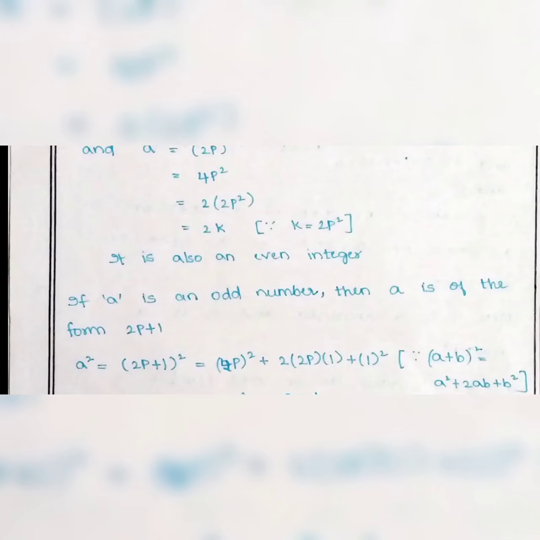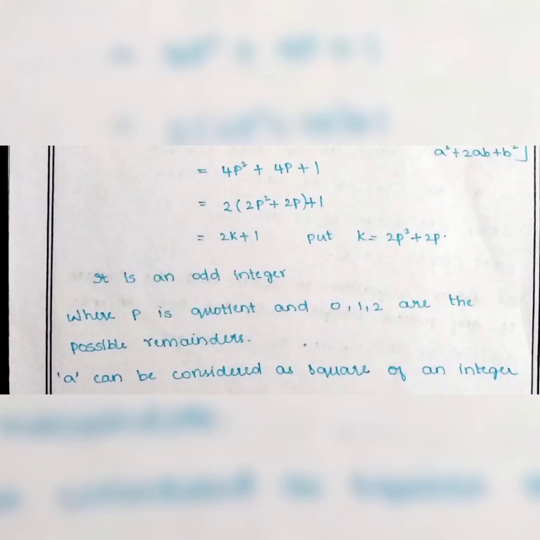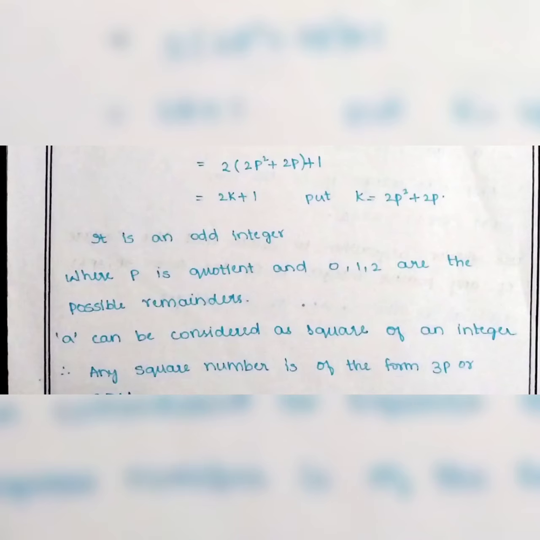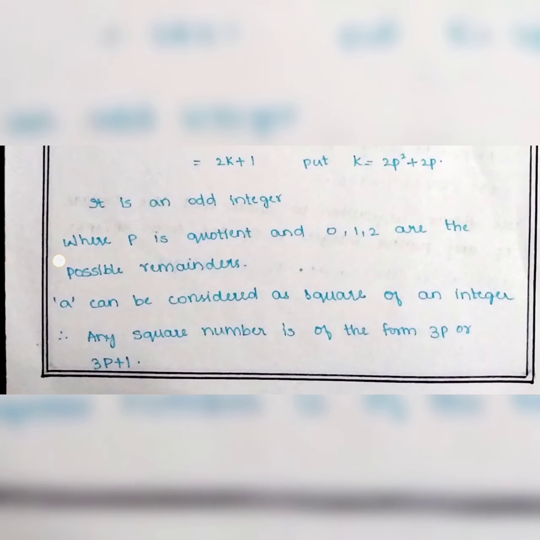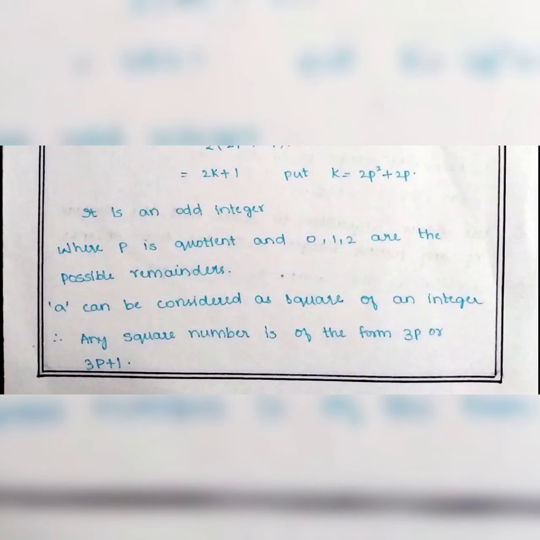If we check, where p is a quotient, 0, 1, 2 are the possible remainders. a can be considered as a square of an integer. Any square number is of the form 3p or 3p plus 1. So here we have proven that any square number is of the form 3p or 3p plus 1.